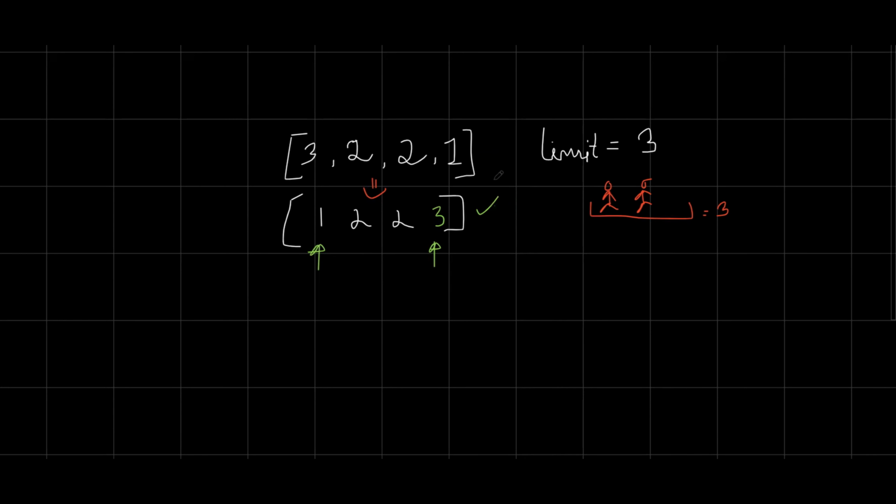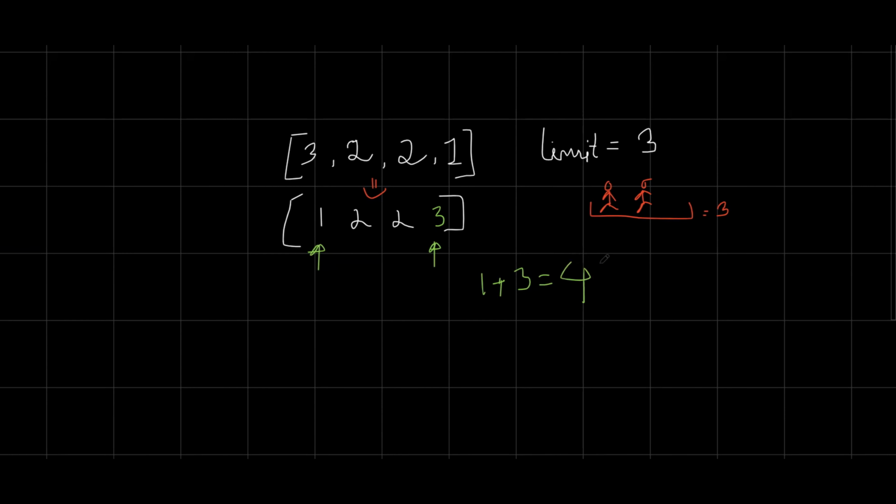Now, we are using 2 pointers. The first pointer is marking the first element, and the second pointer is marking the last element. In each iteration, we have to add the values at the pointers. If we add the value 1 with 3, we get 4.